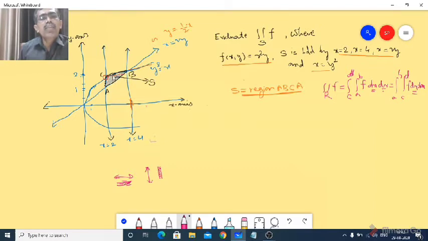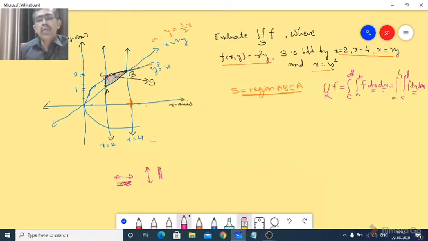I want to cover the region, so a strip parallel to the y-axis, moved along the x-axis in this region, will cover S. Similarly, you take a strip parallel to the x-axis and move it in this region along the y-axis, like this, so that you cover the region S.